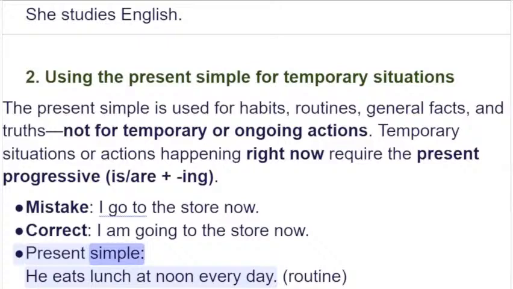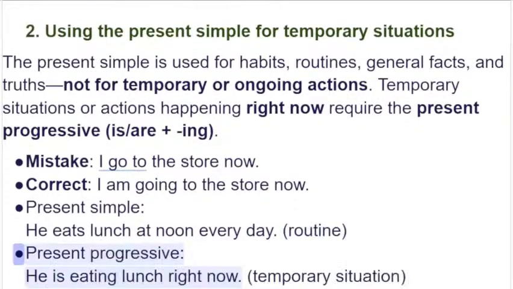Present simple: He eats lunch at noon every day. Routine. Present progressive: He is eating lunch right now. Temporary situation.